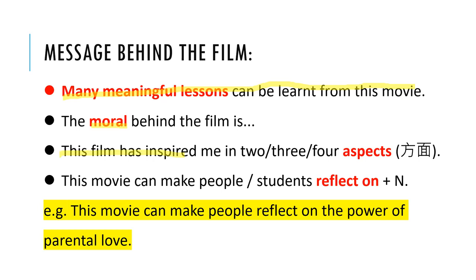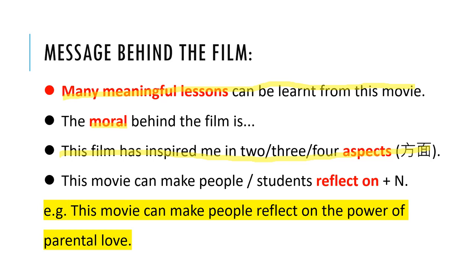Then you can say something like this. The film has inspired 啟發 me in 2 or 3 or 4, depending how many you would like to write, aspects, 方面. So let's say if you learn 2 things from this film, then you can say, this film has inspired me in 2 aspects. And then you continue to talk about what those 2 aspects are.